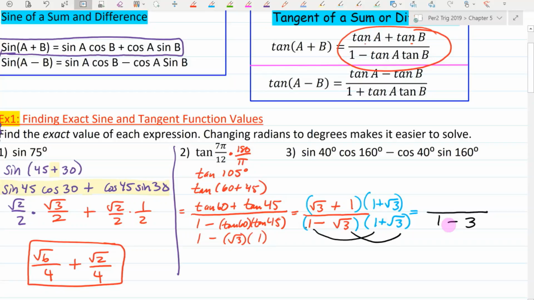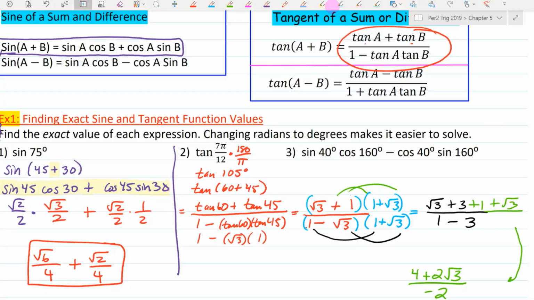At the top, we're going to have to distribute. Okay, so we're going to take the radical 3 times both of these. So radical 3 plus 3. And then the second part will be 1 times both of those. So if I do 1 times both of these, it's going to be plus 1 and then plus radical 3. And at the top, you're going to have 4 plus 2 radical 3. And at the bottom, you're going to have negative 2.